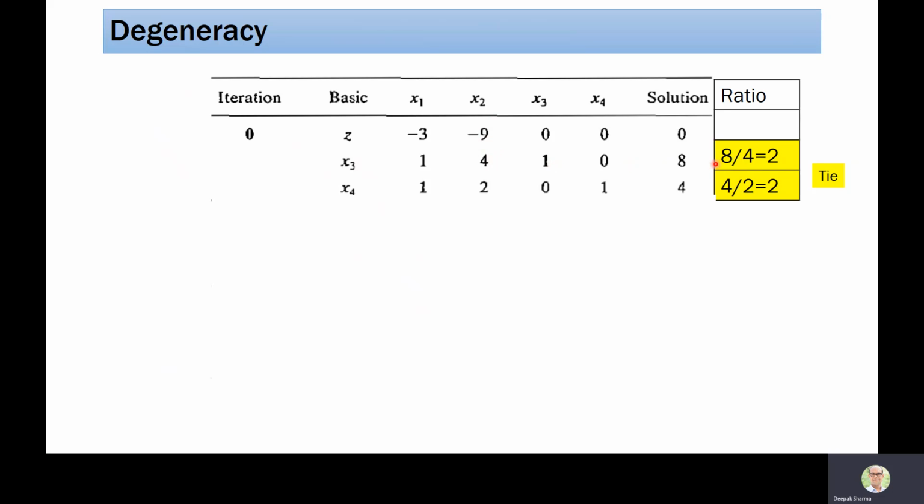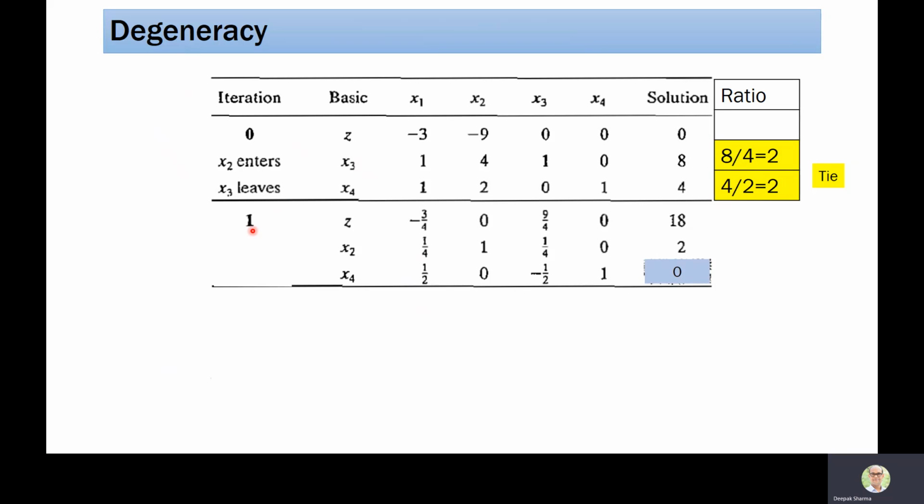Once we have identified that X2 is going to enter, who is the leaving variable? We will be finding the ratio. So 8 divided by 2, 4 divided by 2. Now look at the ratio. For both the variables X3 and X4, the ratio is 2. So there is a tie. That signifies that one of the constraints is redundant. So X2 is going to enter and X3 will leave. For example, arbitrarily we choose X3 to leave.